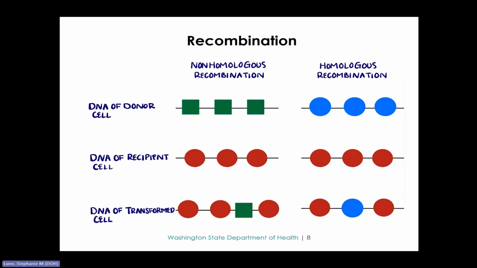Now, homologous recombination, on the other hand, we see that the sequence from the donor cell is similar to the sequence of the recipient cell. The sequence from the donor cell is represented by these blue circles rather than green boxes to represent homology. And between the two sequences, the circles could represent the same gene, but the color would represent different alleles, which are alternate forms of a gene. After recombination has occurred, we see a new combination of alleles in the DNA of the transformed cell.